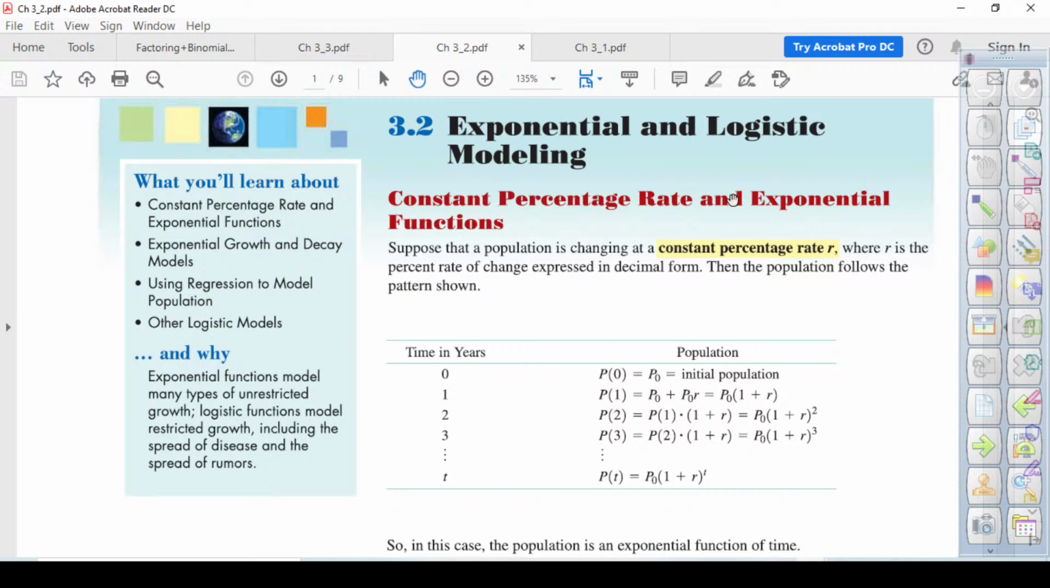Okay? We're not going to focus on logistic, just exponential functions. The objective, at the top left, is constant percentage rate and rational function. There's also growth and decay. We're not going to talk about models, we're just going to talk about it being applied mathematics.